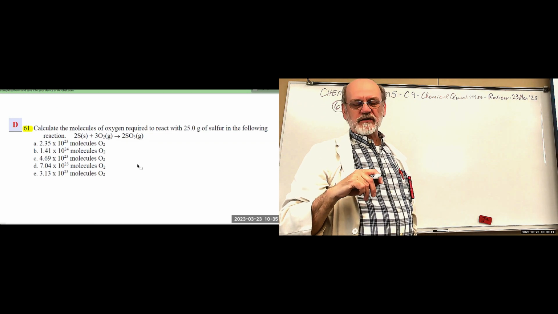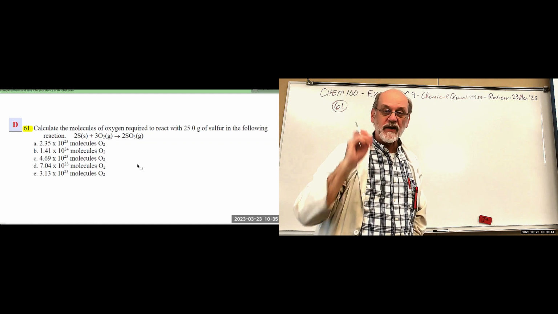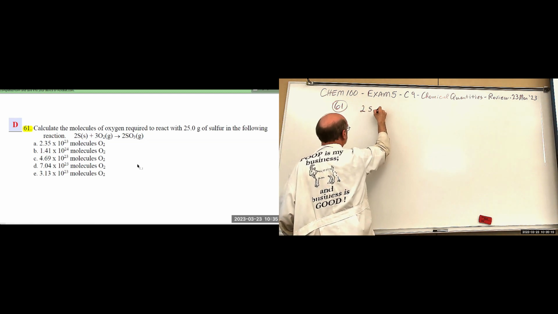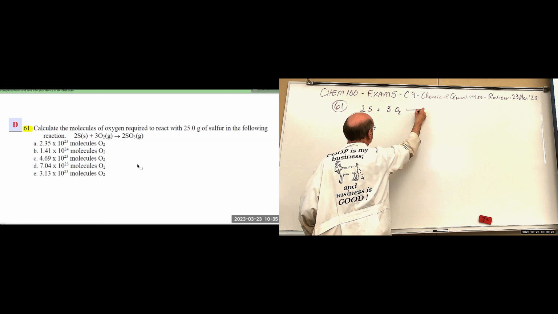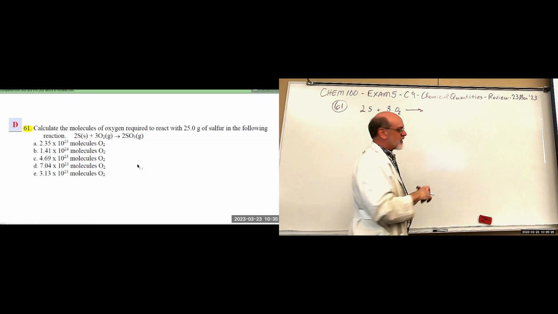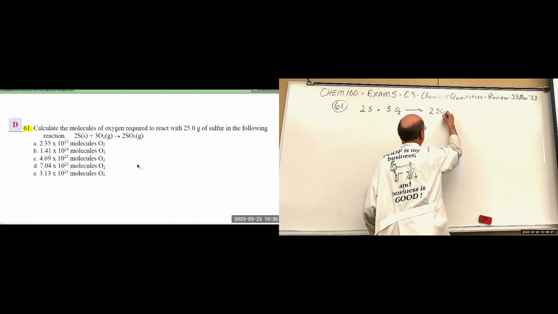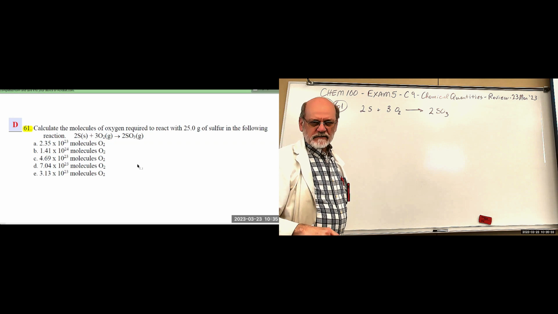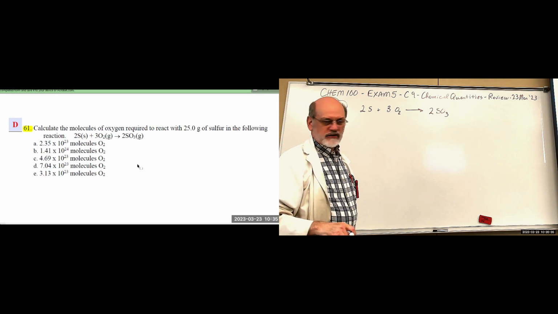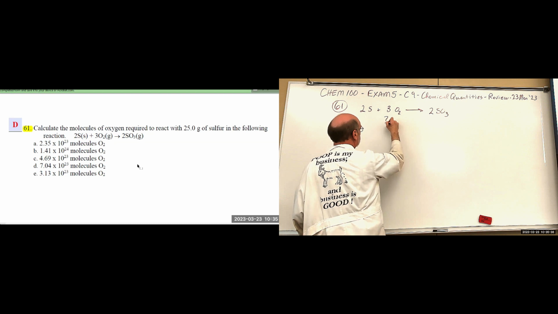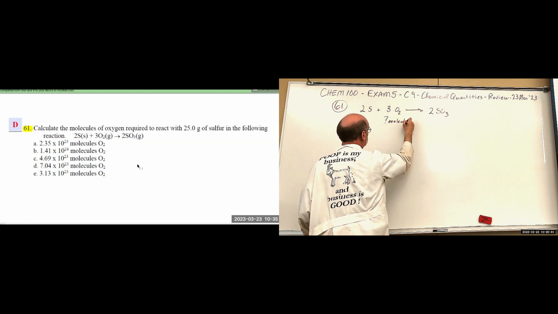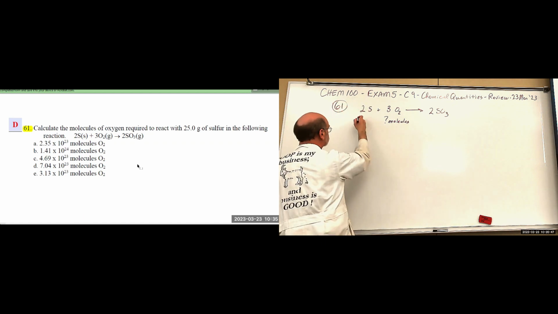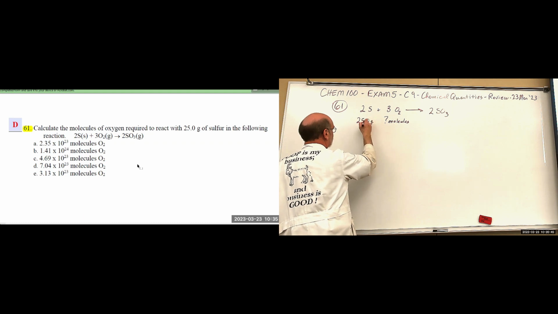Calculate the molecules of oxygen required to react with 25 grams of sulfur in the following reaction. So we have 2 sulfurs and 3 oxygens. Yields what? Sulfur trioxide. Let's see, 2 sulfur, 6 oxygens, that's good. Okay, and we want the molecules of oxygen required to react with 25 grams of sulfur. Okay.